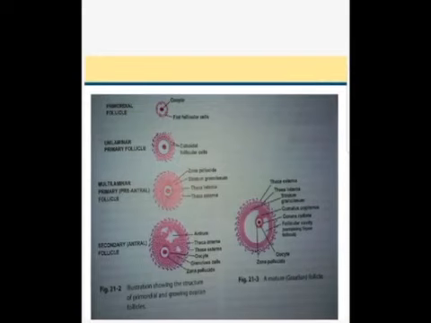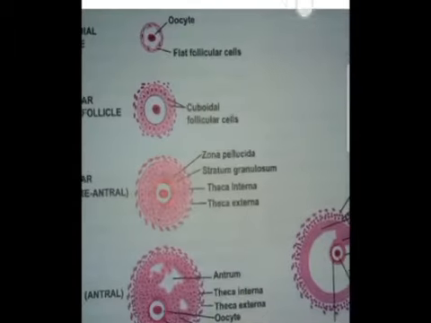Structural features of various types of the ovarian follicles, the change in the oocyte and the follicular cells surrounding. As regards the primordial follicle, this follicle consists of an immature ovum, which is actually a primary oocyte, and it is arrested in the prophase stage of the first meiotic division. The oocyte is surrounded by a single layer of flattened epithelial cells, which are called follicular cells.